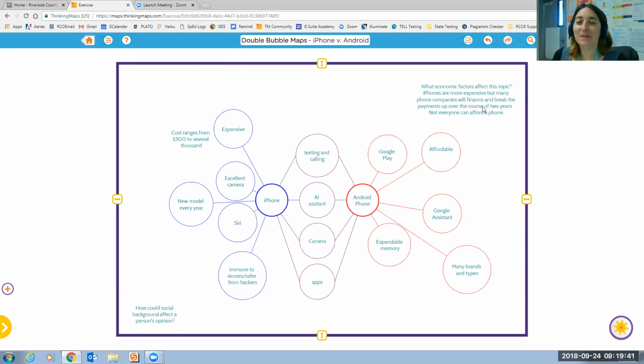All right. So it asks us what economic factors might affect this topic. I put that iPhones are more expensive, but many phone companies will finance and break the payments up over the course of 2 years, but not everyone can afford a phone. So that would be a factor that might affect this. Now notice that I'm not writing huge paragraphs here. I can write more if I have enough time, but remember that this is a launching pad for my conversation, just to help me think through and get some ideas started so that I'll be ready to speak to and write about this topic.